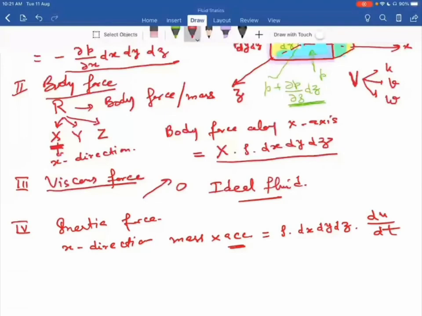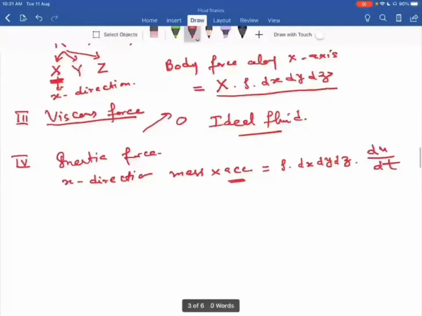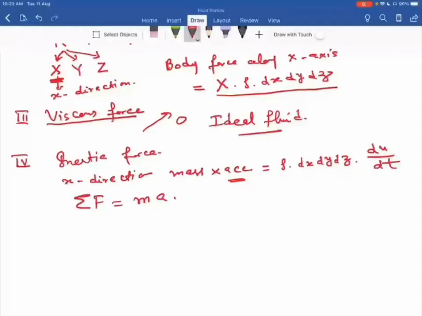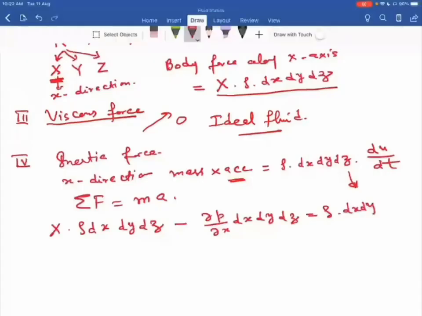Now I apply Newton's second law: the sum of forces must be equal to the inertia force. So I first write the body force X into rho dx dy dz, then the pressure force minus curly p by curly x dx dy dz. This is equal to the inertia force rho into dx dy dz du by dt. Now you can see which terms can cancel: dx dy dz. So now I simply write this equation as X.